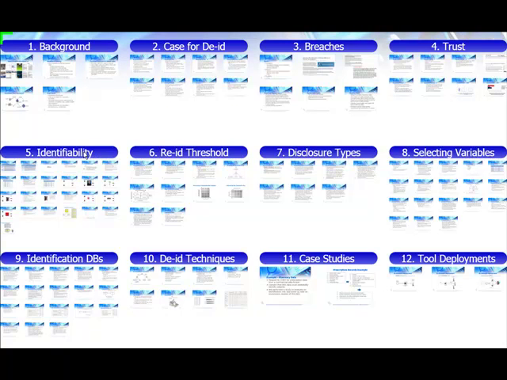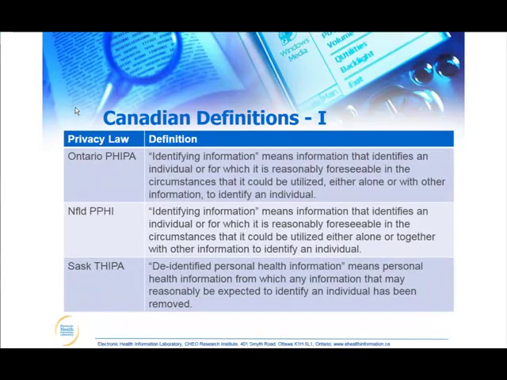Okay, so now we'll talk about identifiability. And so how do you anonymize data so that you can share it, basically? So here are some definitions from various provinces. In Ontario, identifying information means information that identifies an individual or for which it is reasonably foreseeable in the circumstances that it could be utilized either alone or with other information to identify an individual. Most of the definitions for the other provinces are the same, similar kind of wording. There's the reasonableness standard that's used in most cases.